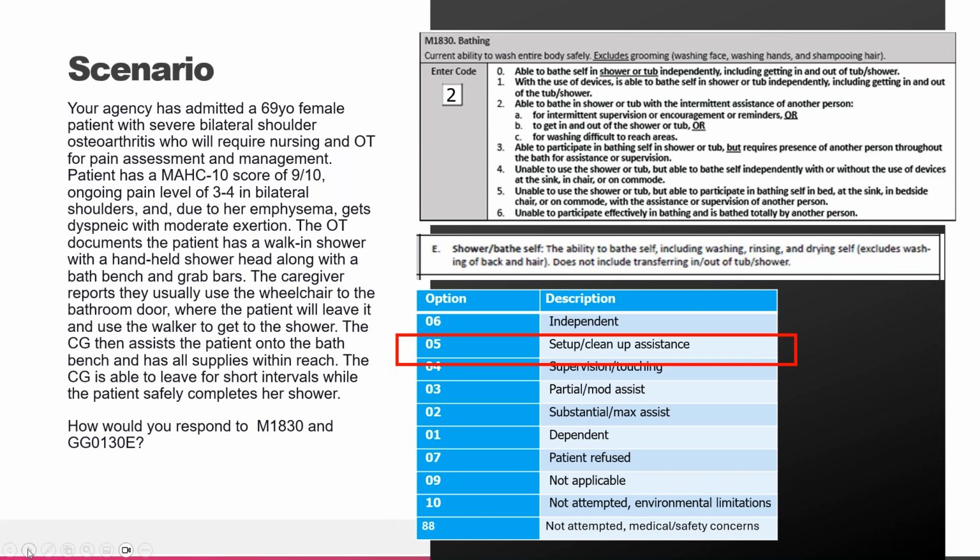GG0130E, again, I don't care how she got to the shower, how she got in the shower. What I'm looking at is their ability to bathe themselves, including washing, rinsing, and drying, and excluding the things that they talk about, does not include transferring in and out of the tub or shower. So in this instance, all we had to do was get her set up, right? We got her supplies within reach and she could do it from there. So I answered that one as a 5.